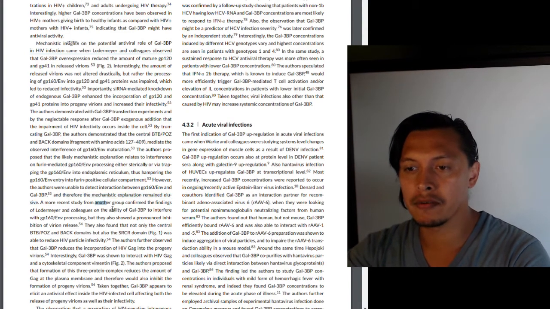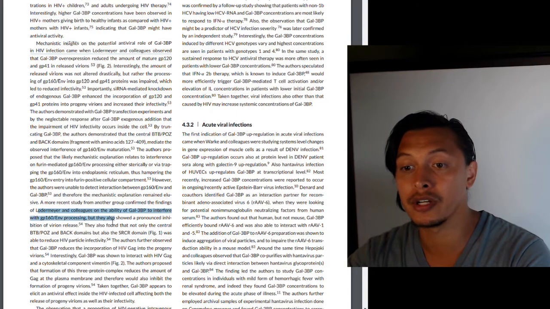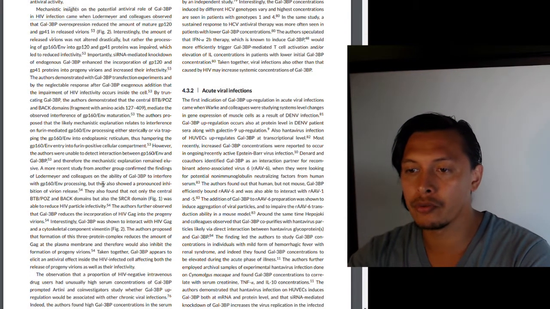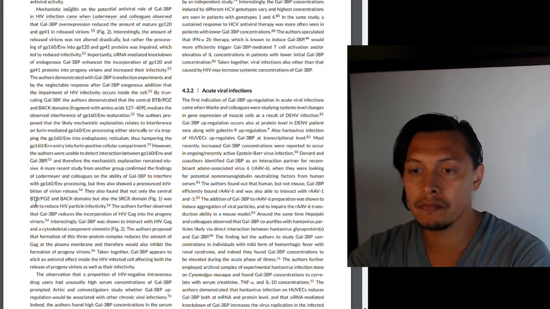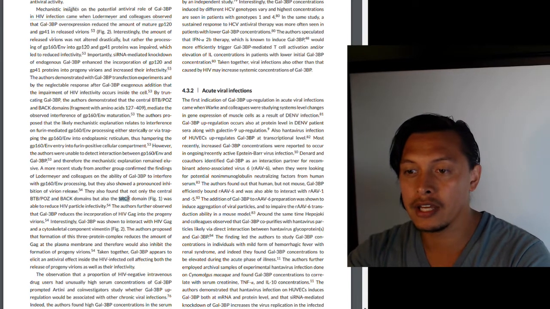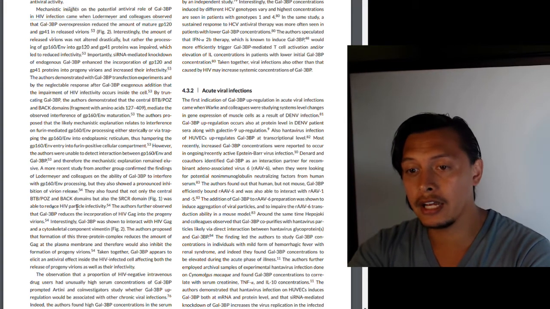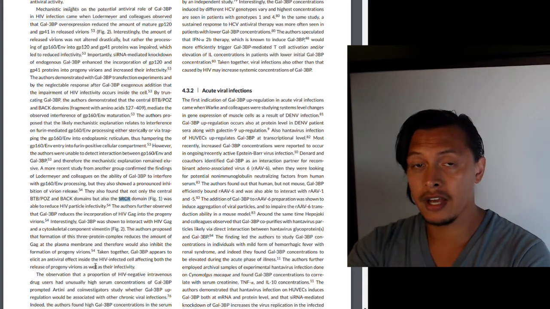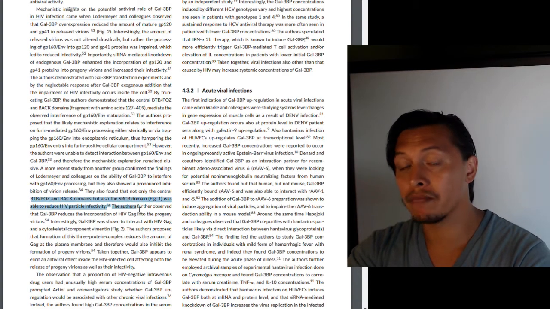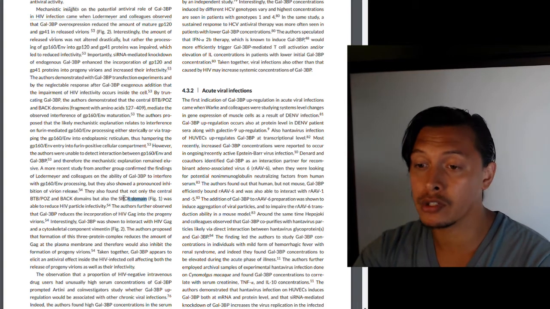So a more recent study from another group confirmed the findings of Loimaranta and colleagues on the ability of galectin-3 binding protein to interfere with this processing. But they also showed pronounced inhibition of virion release. They also found that not only the central BTB-POZ and BACK domains, but also the SRCR domain was able to reduce HIV particle infectivity. So even though it's not necessary to have SRCR to reduce HIV activity, both of these domains are able to reduce HIV infectivity, which is very good to know.